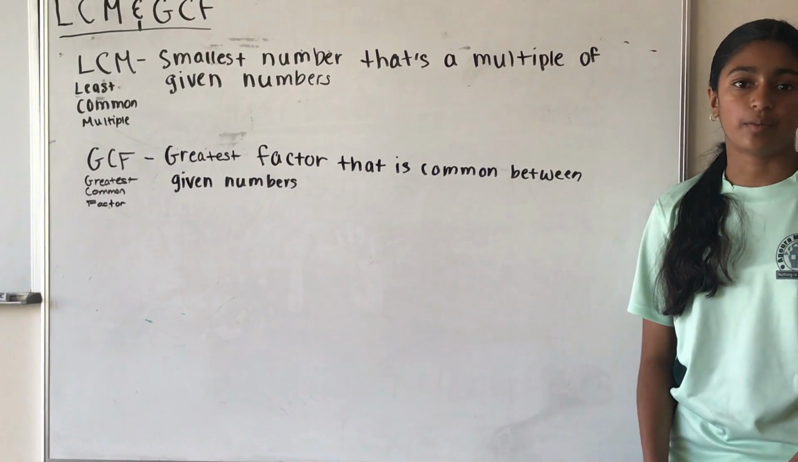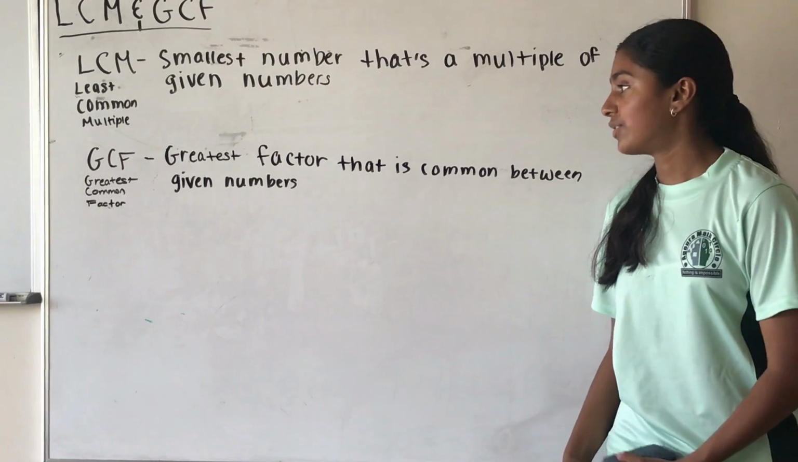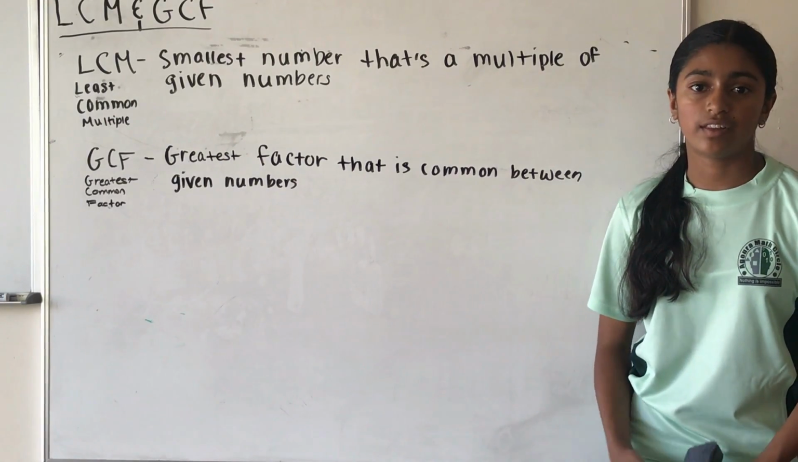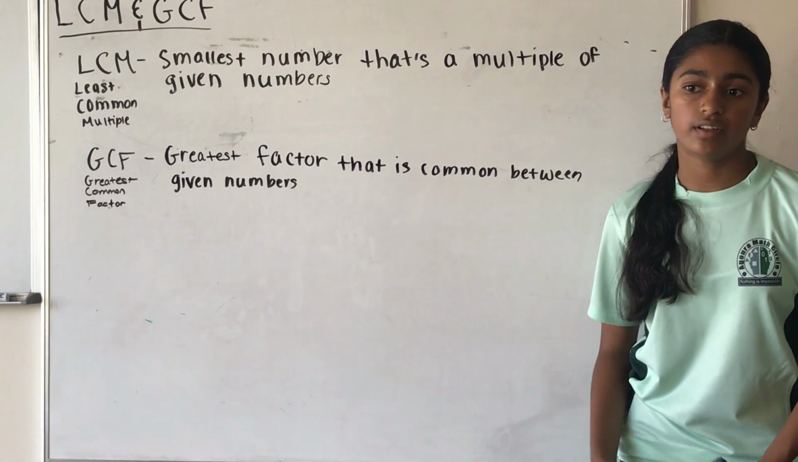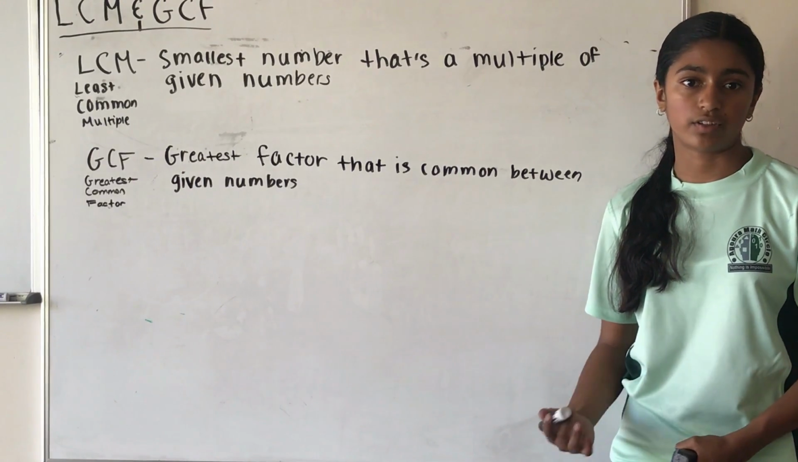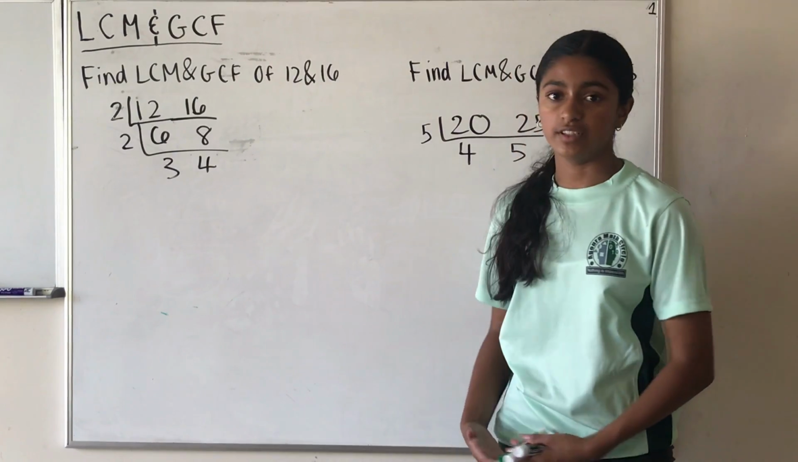LCM is the smallest number that's a multiple between any given numbers. GCF stands for greatest common factor. GCF is the biggest factor that is common between any two numbers. What that means is that if you're given any two numbers, the GCF is the biggest number that is a factor in both numbers. Now I'm going to explain how to find the LCM and GCF.